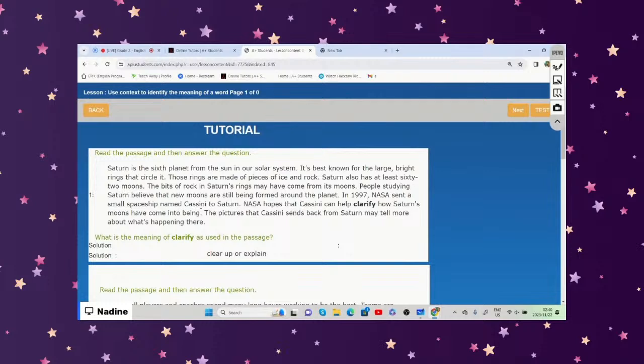In 1997, NASA sent a small spaceship named Cassini to Saturn. NASA hopes that Cassini can help clarify how Saturn's moons have come into being. And the pictures that Cassini sends back from Saturn may tell more about what's happening there.